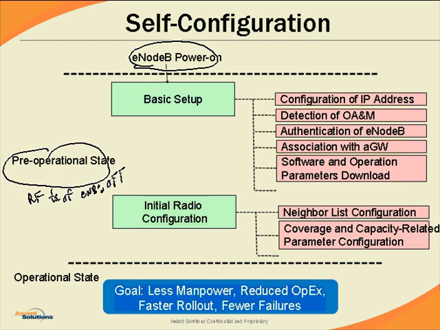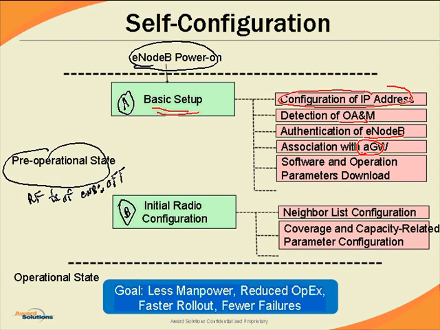So now the E node B would need to do a couple of main tasks. It would have to basically run some software to do the basic setup. For example, it has to get its own IP address. It has to detect the O&M system. It has to get authenticated. So it has to talk to other systems, O&M, etc., to authenticate and to get itself authenticated. It can associate with some access gateway.